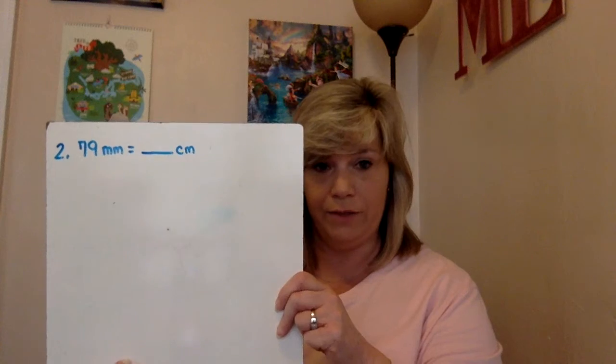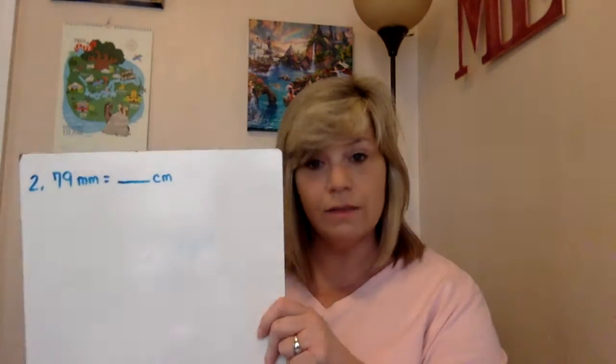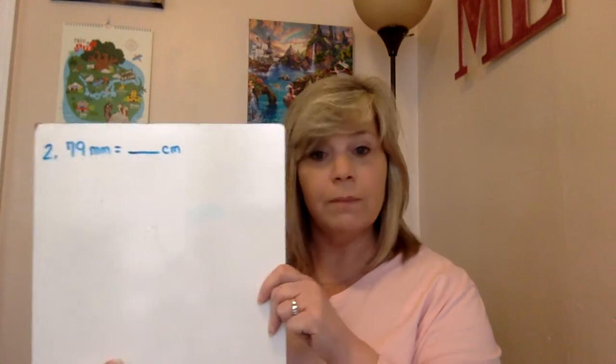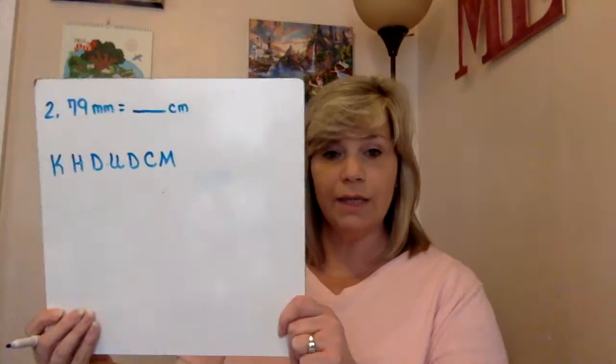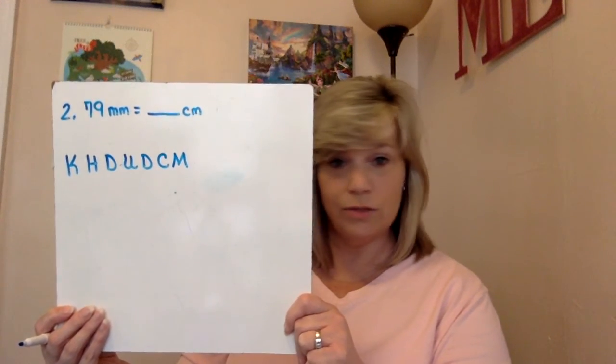We have millimeters again. So I'm thinking there's that milli. And we're going to move it to centimeters. Look, there's that centi again. That's what we did before. So I wrote down my problem. You don't have to. What you need to write down is your King Henry sentence, okay? But you only have to write the first letter. So here I go. King Henry doesn't usually drink chocolate milk.